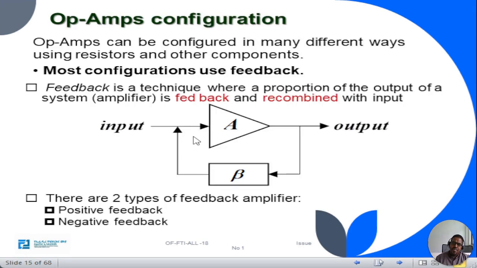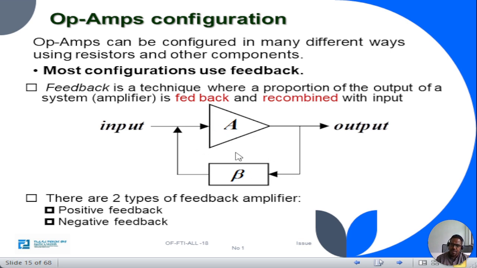How is an op-amp configured? Op-amps can be configured in many different ways using resistors and other components, active or passive. Most configurations use feedback. Feedback is a technique where a proportion of the output of a system or amplifier is fed back and recombined with the input.